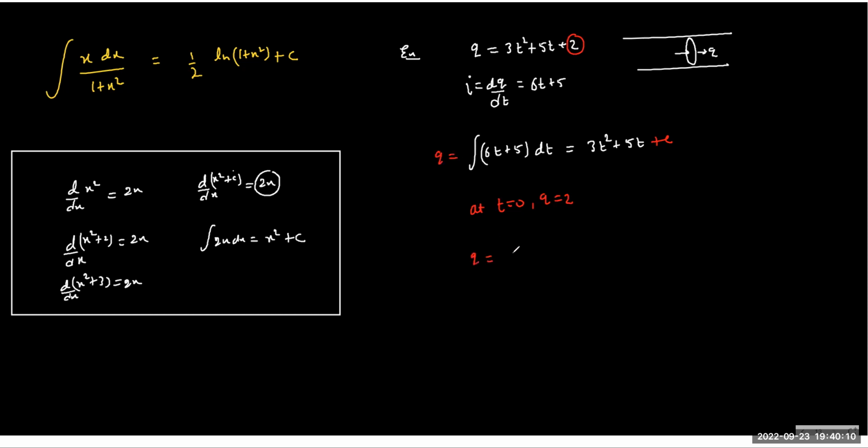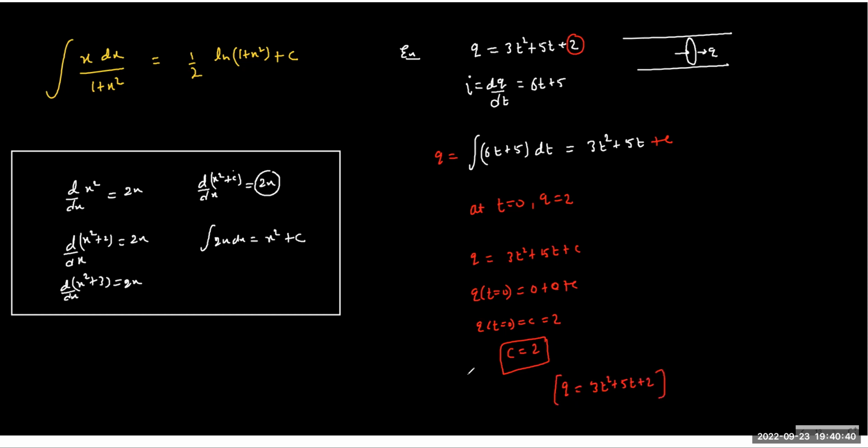And we got the q formula. So what is the q formula? 3t square plus 5t plus c. So q at 0 will be how much? 3t square is 0, 5t is 0, plus c. So q at t equals 0 turns out to be c, and it is given it is 2. So now we know, oh, c is 2. And then we substitute back the unknown which we assumed, and now we get the exact function.